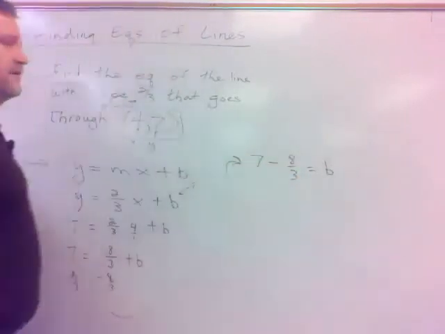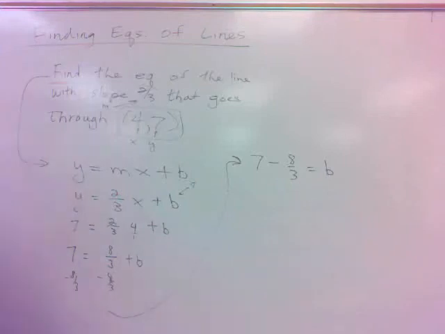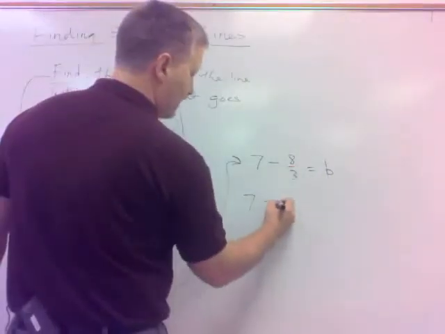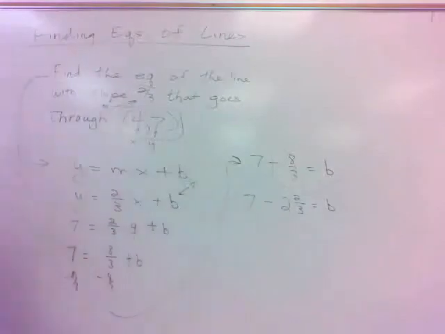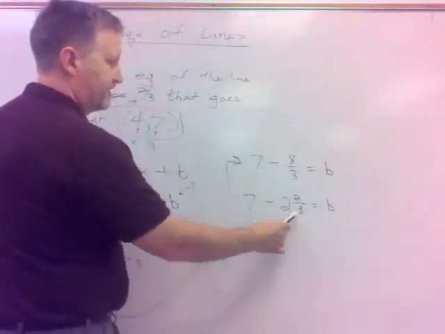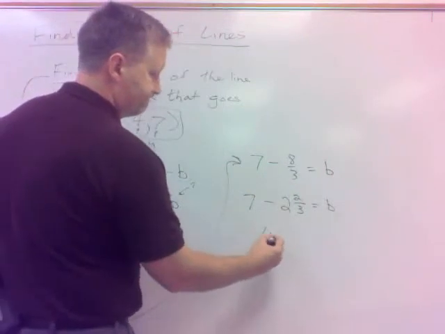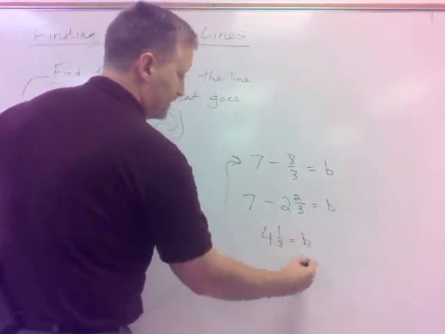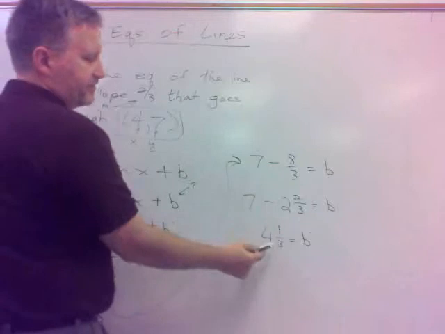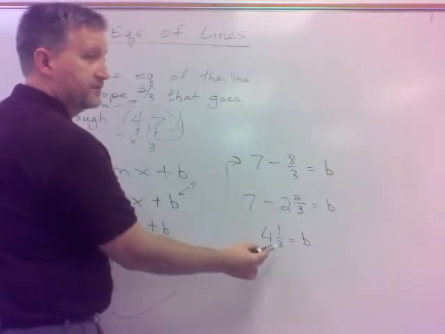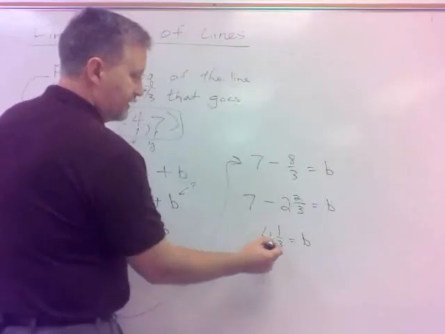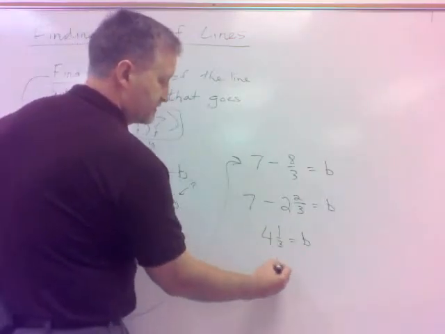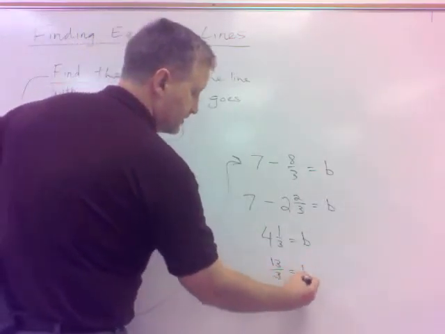However you want to get b, looking at it, again, 8/3 is 2 2/3. So 7 minus 2 2/3. One way we could look at this is that 4 1/3? So I could say b is 4 1/3. Usually the book will use improper fractions. 4 1/3 is what improper fraction? 13/3, yes. 4 times 3 is 12, plus 1 gives me 13, so it'll be 13/3 is my b.